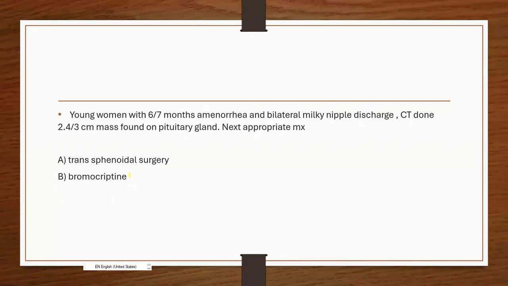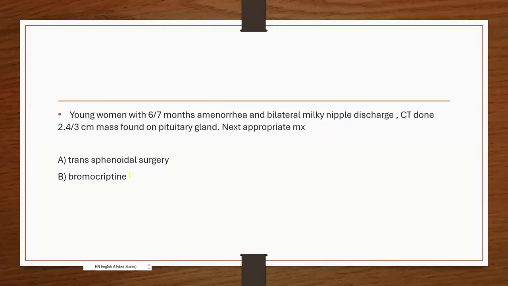Next one. A young woman with 6 or 7 months of amenorrhea and bilateral milky nipple discharge. CT done shows a 2.4 to 3 centimeter mass on the pituitary gland. The size is not sure, take it as either 3 or 2.4. What is the next appropriate management? Answer A, transsphenoidal surgery. Answer B, bromocriptine.